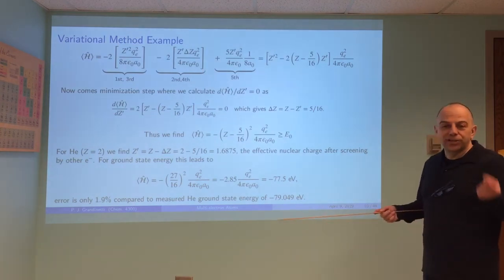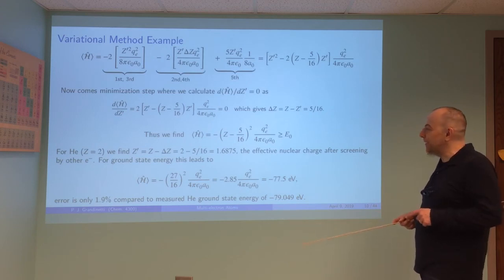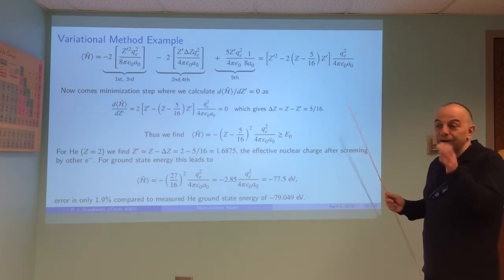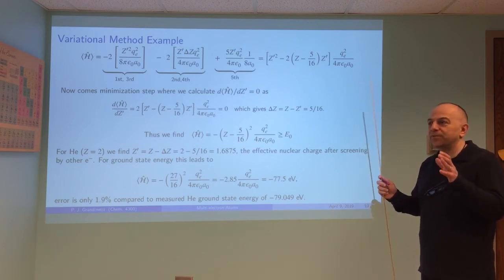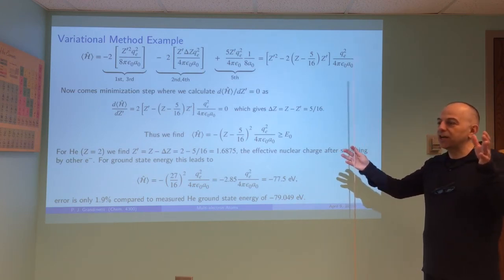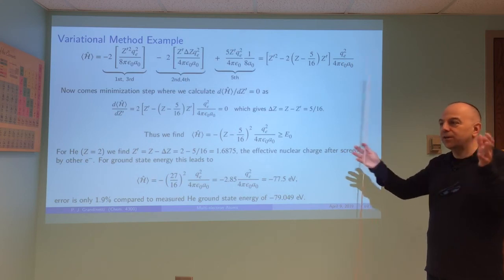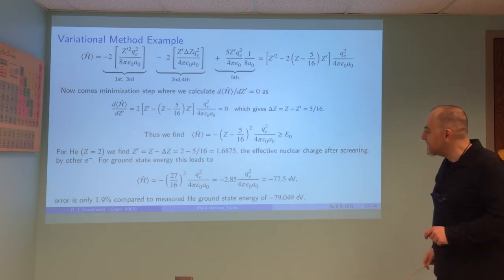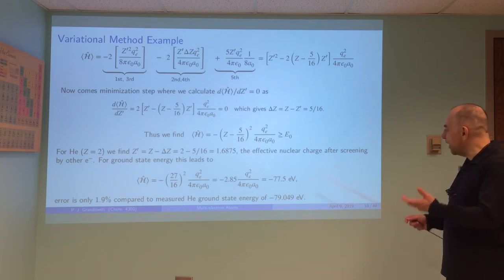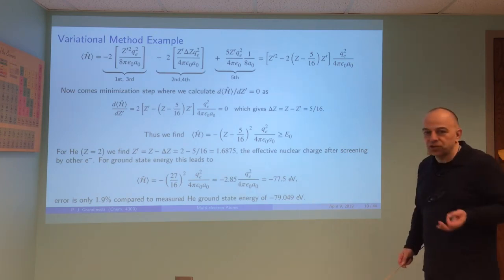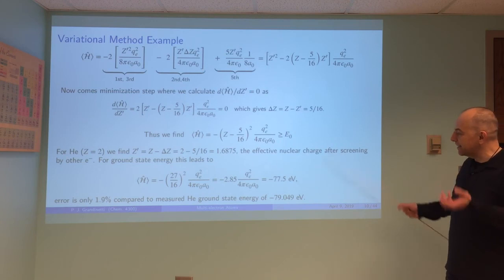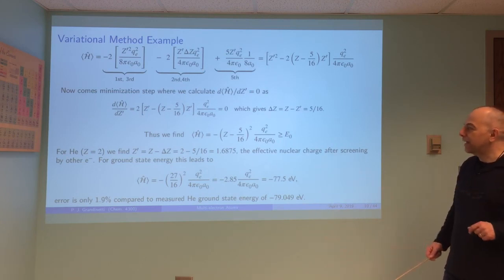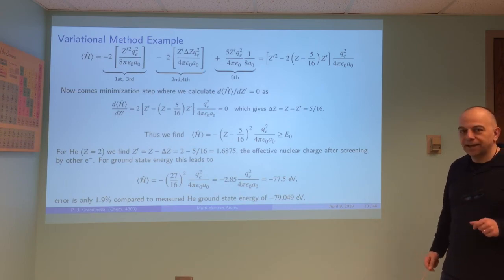And all we did was make one variational parameter to make our wave function change its shape. We really didn't do anything else to the wave function. We just changed the attractive term in that wave function. So anyway, that's the variational theorem, and that's an example of it. Next, we're going to look at multi-electron atoms.